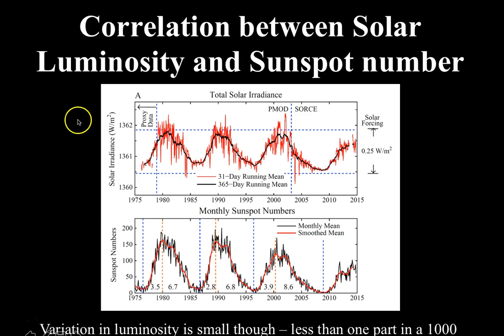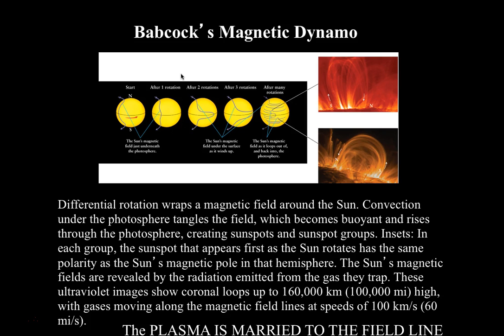Now, there is a correlation between solar luminosity and sunspot number, but it is not a big one. As you see here, it's 1 part in 1,000. But it is there. So if you hear people talking about global warming and talking about solar luminosity and sunspot number, I would suggest not believing them. Our impact on global warming is much more severe than that.